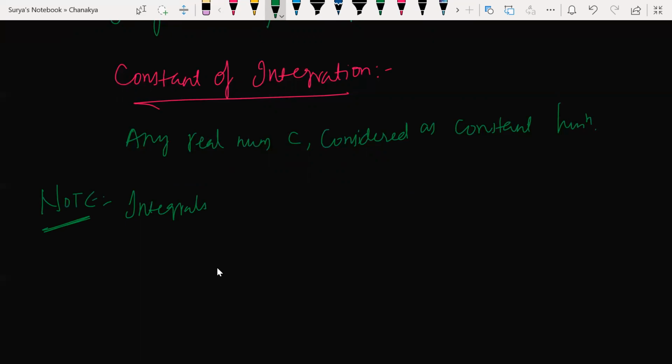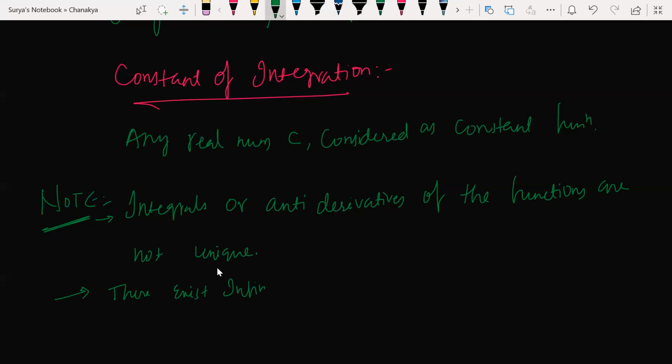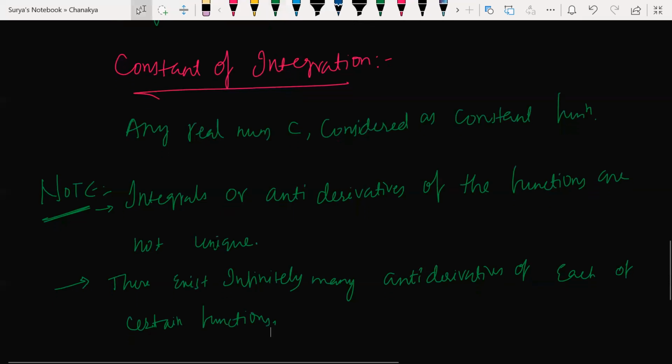Integrals, or you say antiderivatives of the functions, are not unique. Actually, they are not unique. Okay. You say that this is one point. There exist infinitely many antiderivatives of each of certain functions. It can be obtained by choosing C, that particular constant, arbitrarily from the set of real number family. Okay.